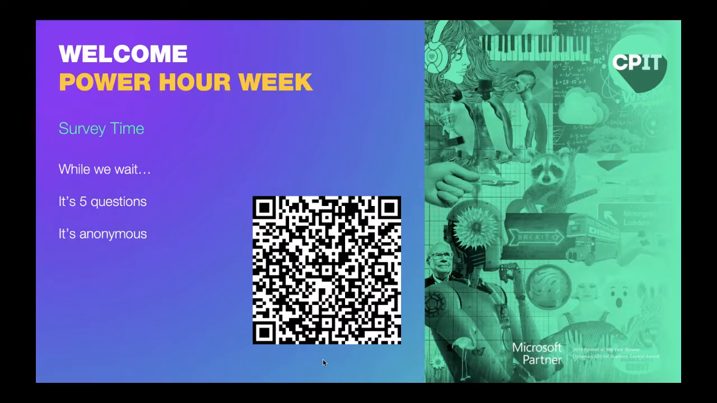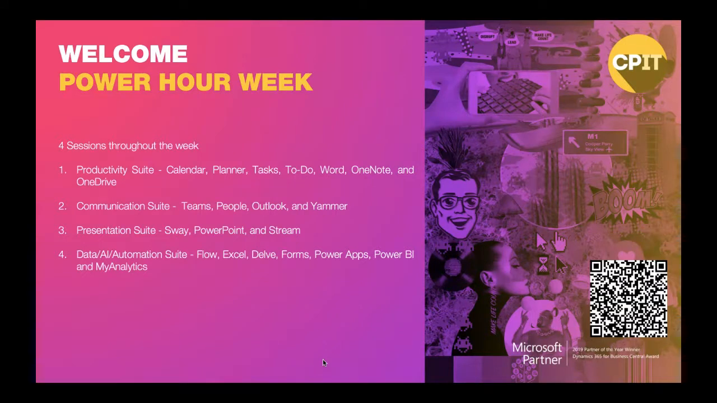So what are we doing? We are going through 4 sessions this week, and what we've decided is the applications that sit within the Microsoft 365 product suite can be divided into these 4 different sections. So we're looking at productivity today, but then we also have communication, presentation, and then to finish it off, data, AI, and automation.